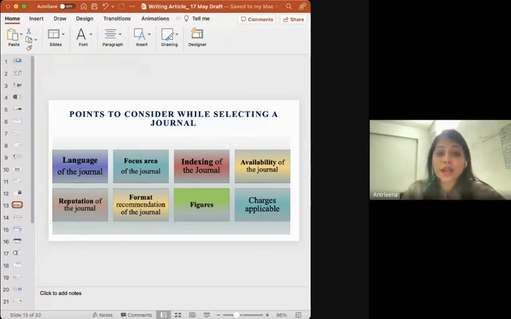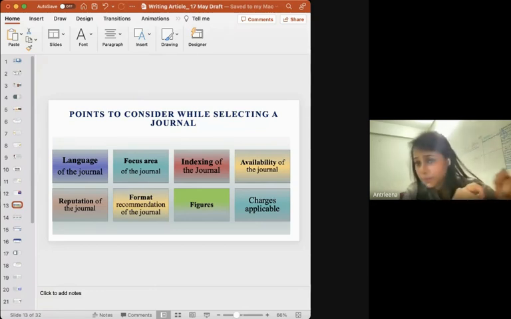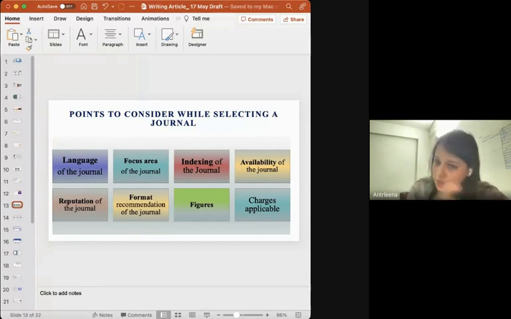Now, figures. What are the figures? Considering the figures that you need to project on a journal, and the charge is applicable. So whether it's a free journal or a paid journal, whether you are willing to pay for publishing your article. If not, you skip that journal and go to a journal which is free. So most of the Taylor and Francis journals are free of cost. They are, Routledge as well. So if you're writing a good article, you can probably publish free of cost.